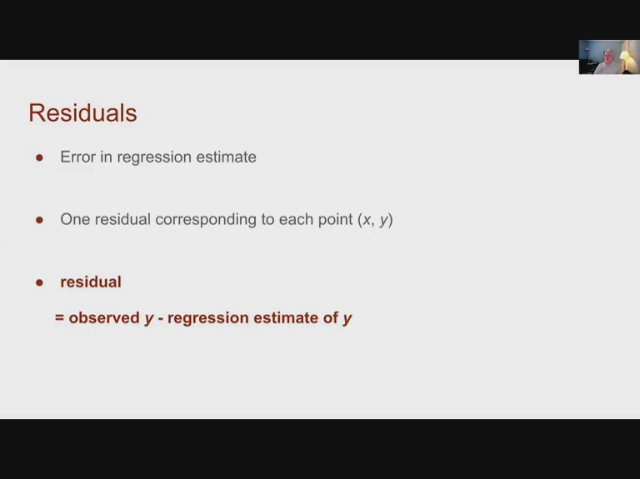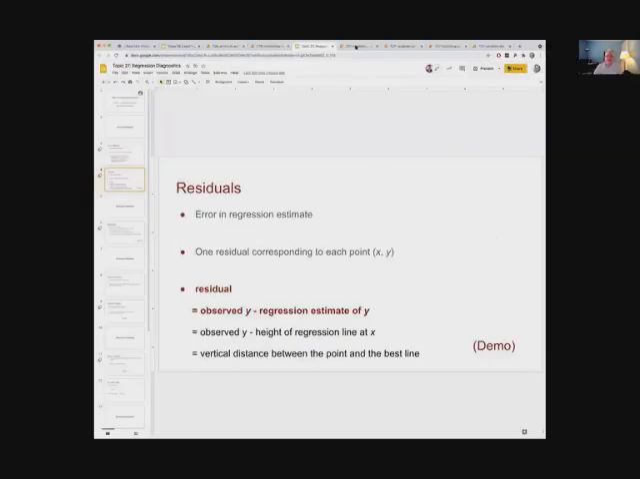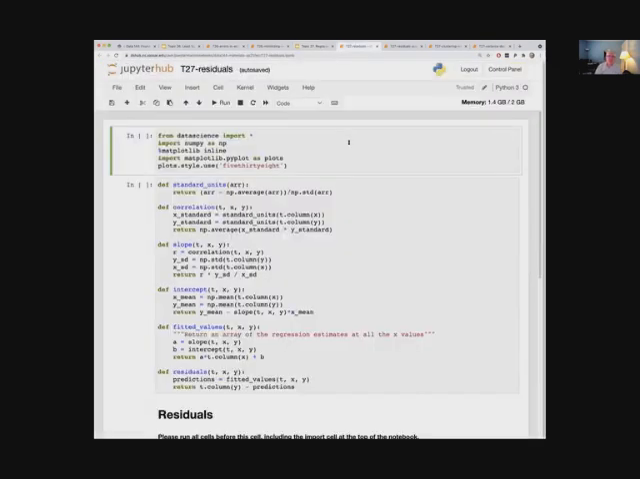So we'll take a scatter plot of the error from there. And this residual is also going to be the height of the regression line at x. We're basically looking at the distance between the best line, our predictor, and the actual point itself. And let me show you, and this is a case where a picture really is worth 1,000 words.